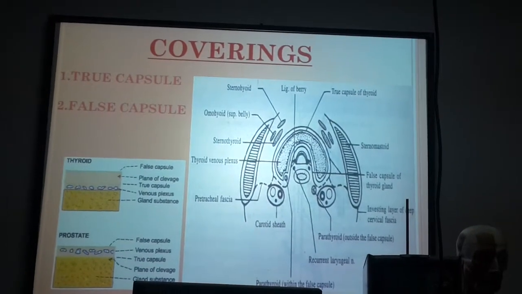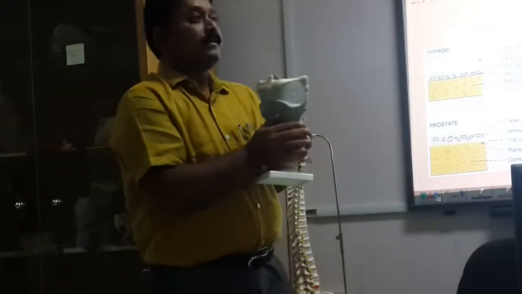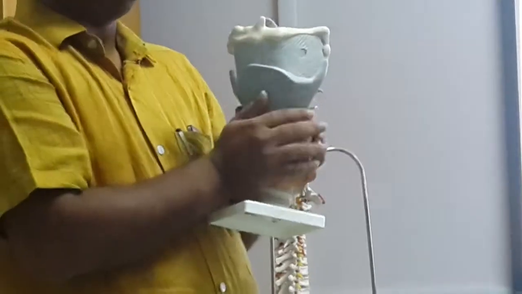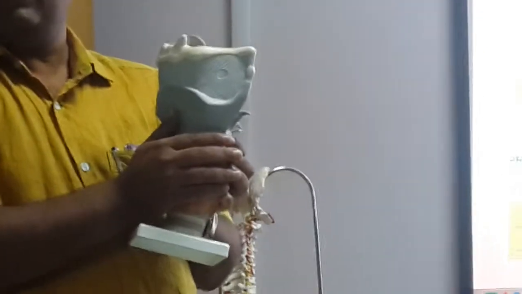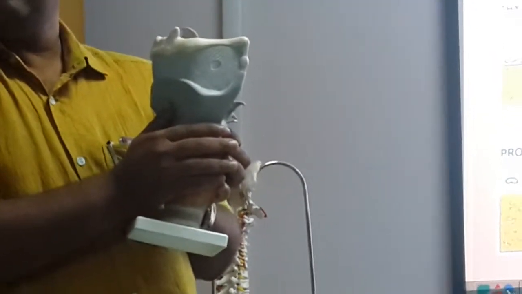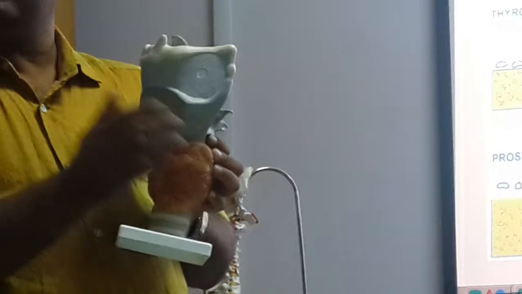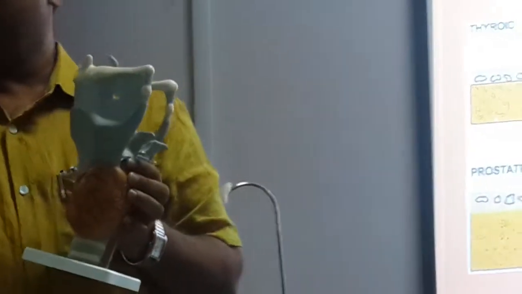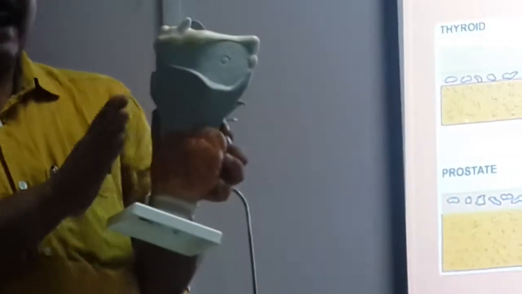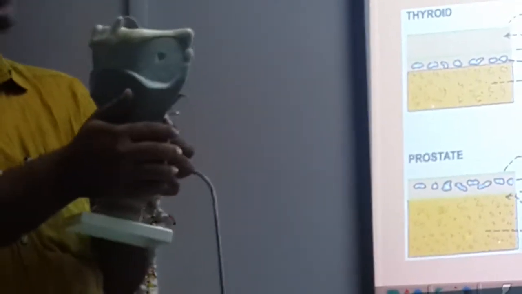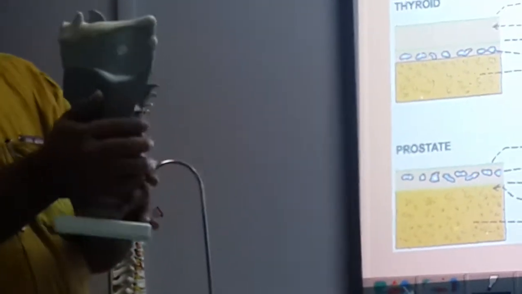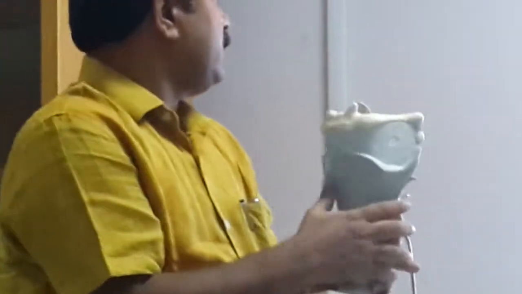Coverings of thyroid gland. It has two coverings, true and false. Capsule or cover, it is the same thing. Just after the glandular tissue, one covering is there. That is the true capsule, which covers the gland.